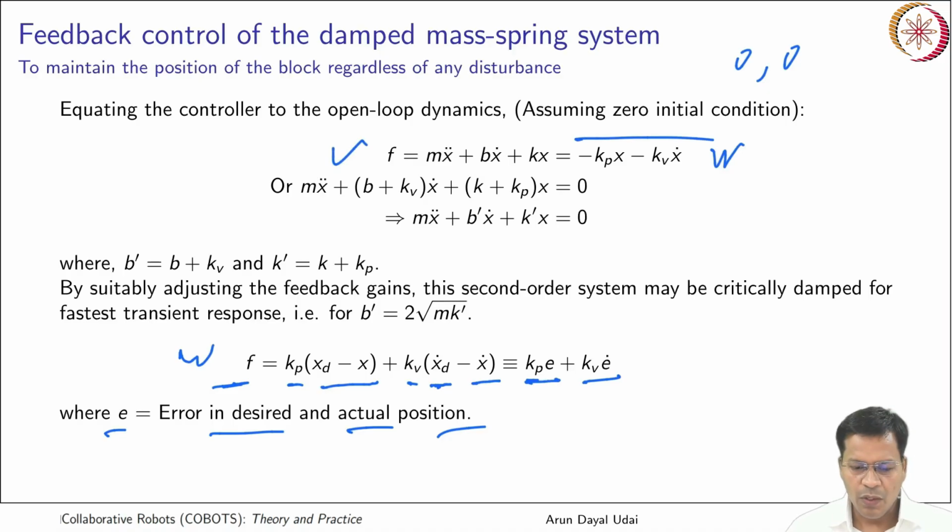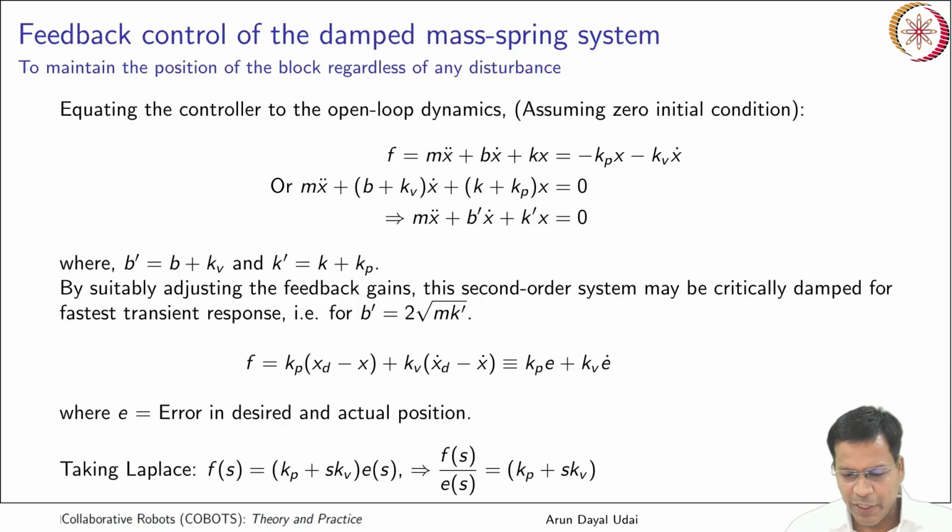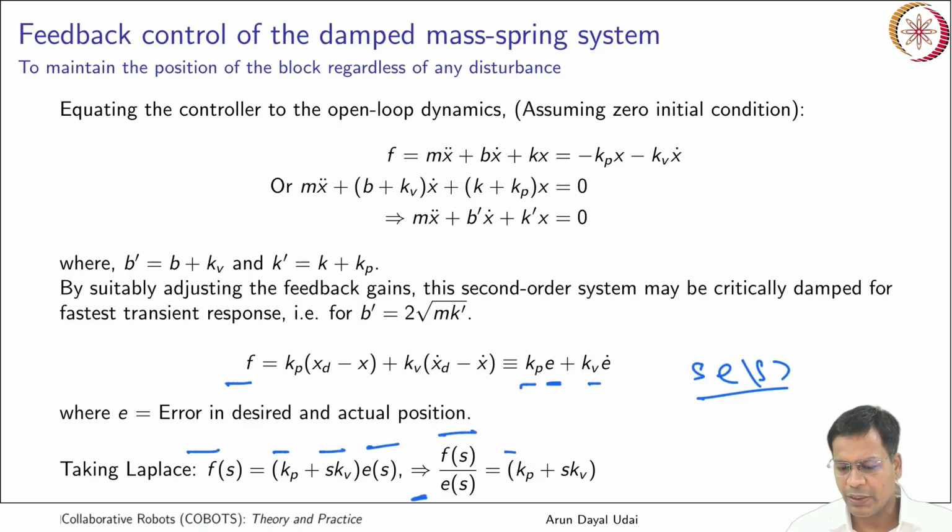Got it? Okay. Taking Laplace on both the sides of it, what do you get? F(s) is equal to kp E(s) plus kv s into E(s). Okay, so that comes here. So if you take common E(s) from this side, what do you get? F(s) is equal to (kp plus s kv) into E(s). So basically F(s) by E(s) is equal to kp plus s kv. So this becomes the transfer function.